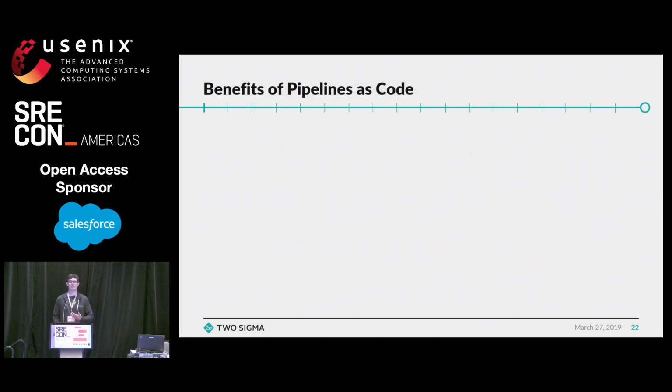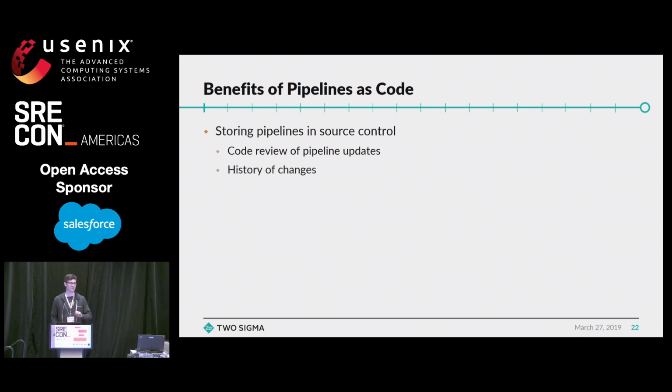So what are the actual benefits of encoding our pipelines in declarative configuration or generating them using a general purpose programming language? Well, it allows us to store our pipelines in source control. This gives us peer review through code review of all of our pipeline updates. It gives us a history of changes and ideally commit messages linked to those changes, explaining the purpose of those changes. And it actually makes it possible for us to keep our pipeline alongside the code it executes.